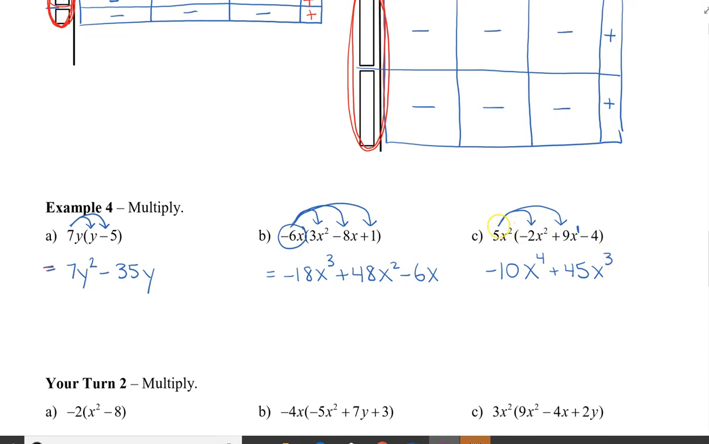And then finally we have 5x squared times negative 4. 5 times negative 4 is negative 20. No x's with the 4, so we just put our x squared from our 5x squared. So that is how you distribute and multiply a monomial with a polynomial.